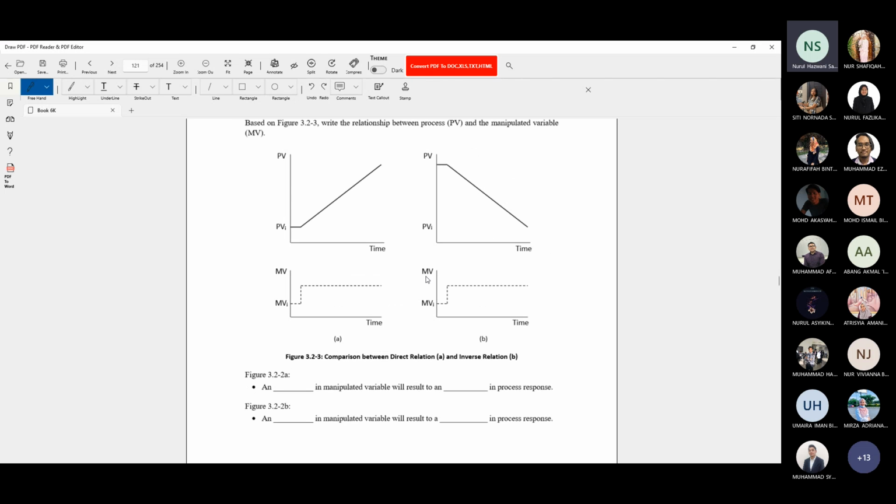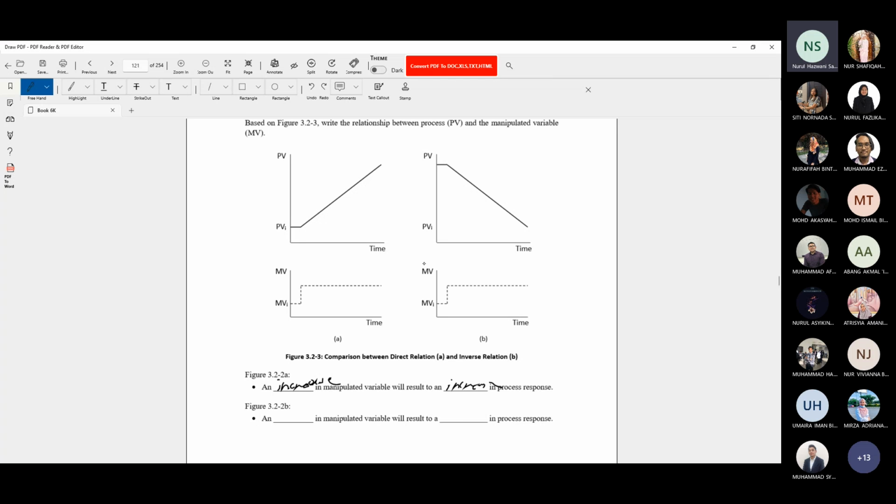Okay, we try to do the other example, straightforward sahaja. Sebab kita nak tengok relation je sekarang ni. When the MV is increased, the PV is increased. This one is for the 3.23A. Direct relation.